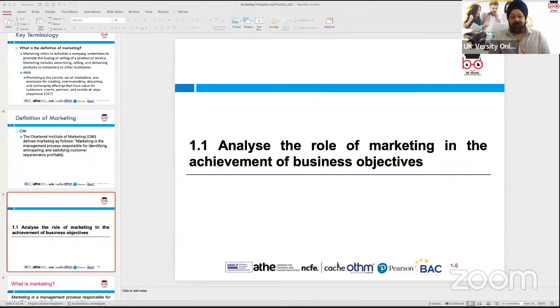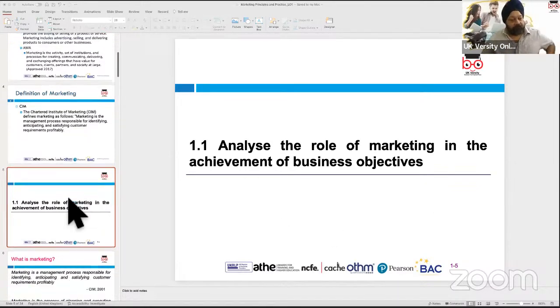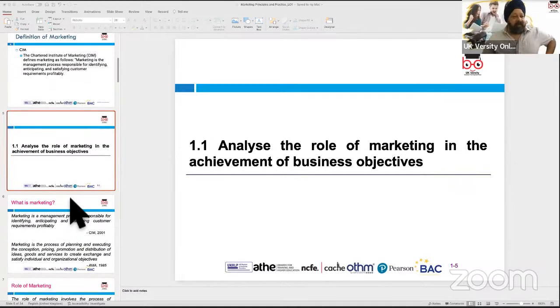And those are the reasons why businesses need to look at the importance of marketing, which is to make customers aware of their products and services, and then use this particular medium to engage with you and help you make decisions to buy their products. Now, with that understanding, let's go into some of the assessment criteria.